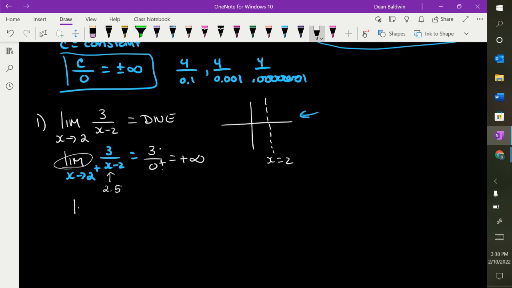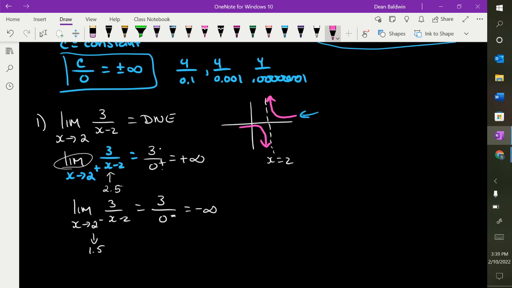Now, if you do it from the other side, 2 to the negative, I'm going to get 3 over 0. But because I'm putting in numbers that are smaller than 2, aka 1.5, 1.5 minus 2 is a negative number. So that's a positive divided by a negative. So that means we should go to negative infinity. And in fact, if you look at the graph, it looks like this.